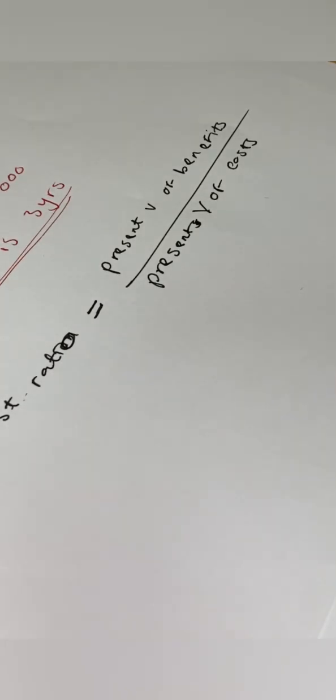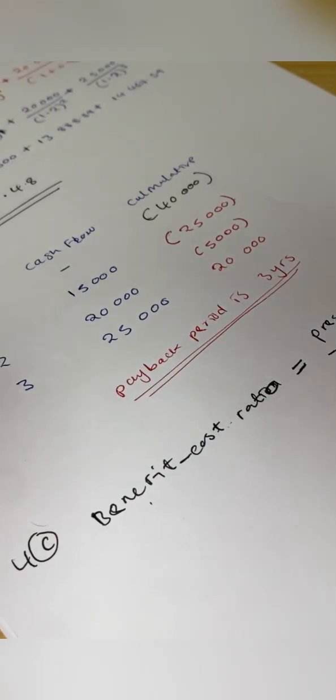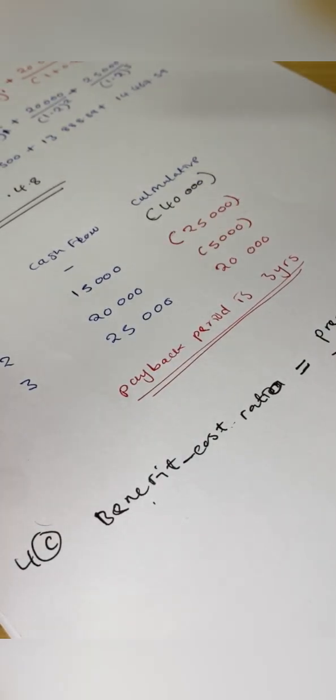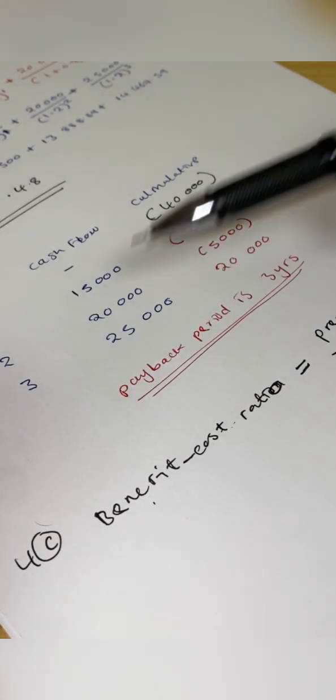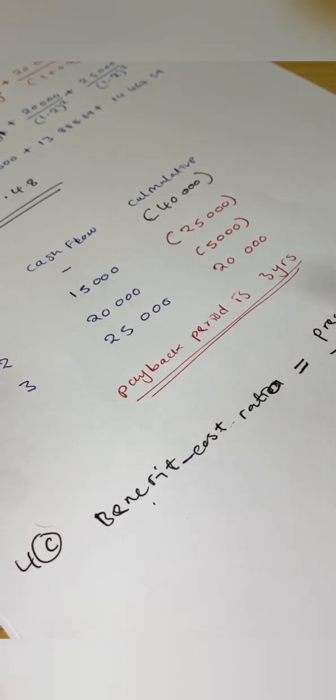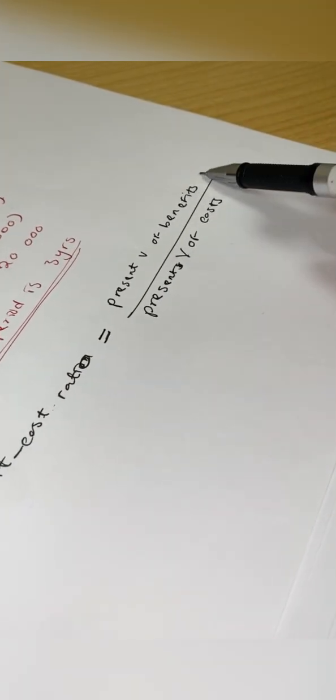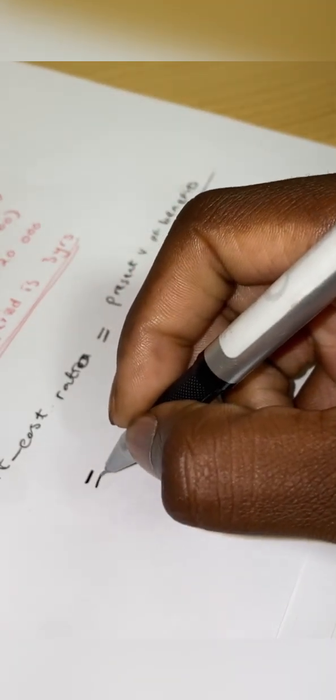Okay, so now, what are the benefits? The benefits are what you are receiving after you invest. For project B, in the first year we are receiving 15,000, in the second year 20, in the third year 25. So those are the benefits. We need to find the present value of all the benefits, then add them on top. Then below, the present value of the costs, which is the present value of the amount that you invested. Let's find the present value of the benefits.